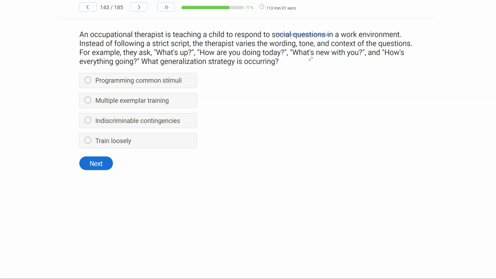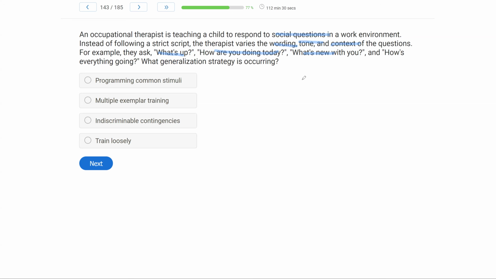They're using a lot of different examples, different wordings, different tones, and different context. Now, why would we do that? Well, if we're trying to generalize, we're trying to meet all what the environment may have in store for the child. The child may hear "what's up," maybe "how are you doing today," "what's new with you." These are actual phrases the child is going to have to respond to at some point. And so by teaching them explicitly, we're encouraging generalization.